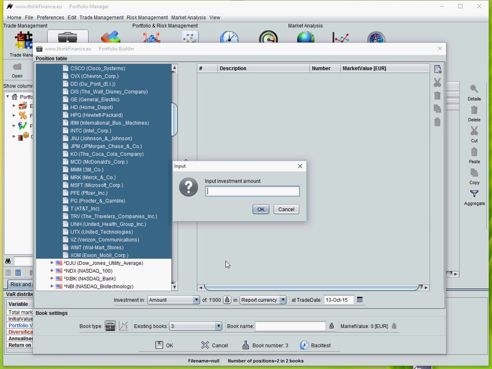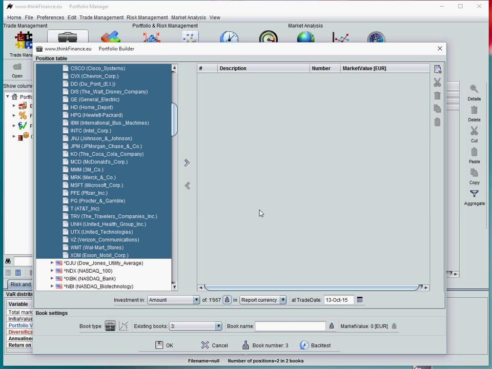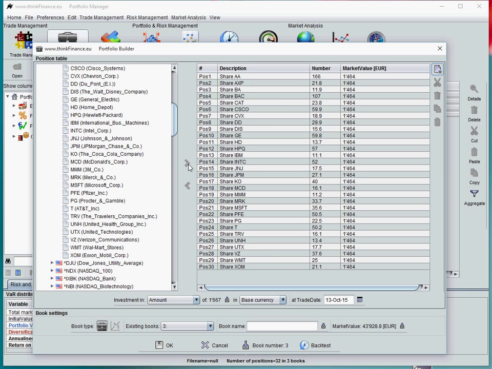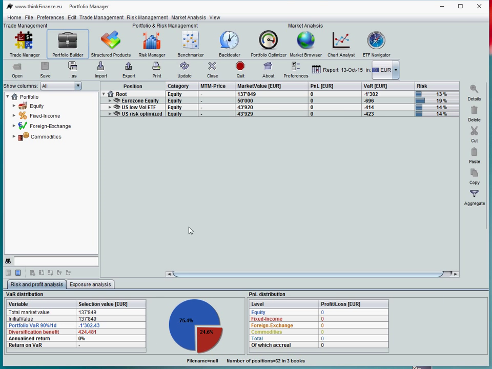So each share will have $1,676 in base currency, which is US dollars. And I'm importing these 30 shares. And they appear here in book number 3. And I will call this one US Risk Optimized. Okay, and here is the third book.